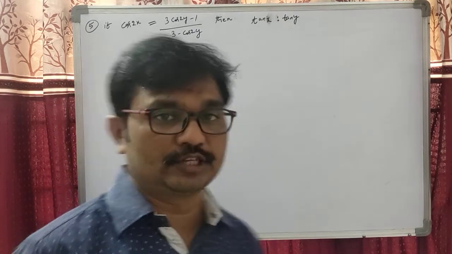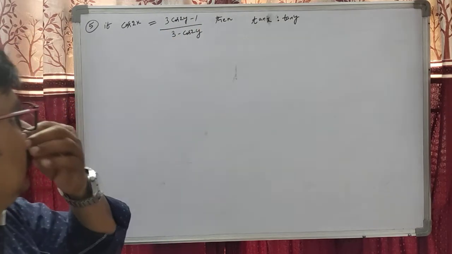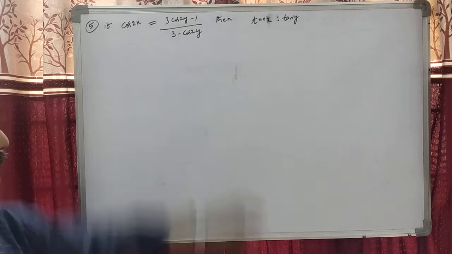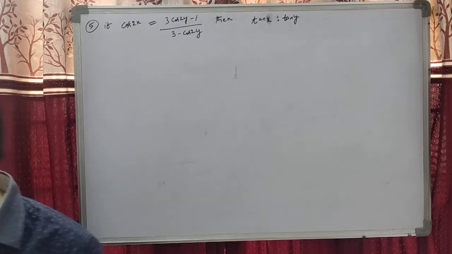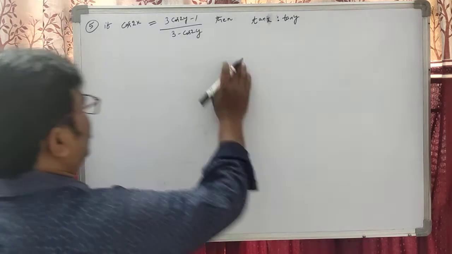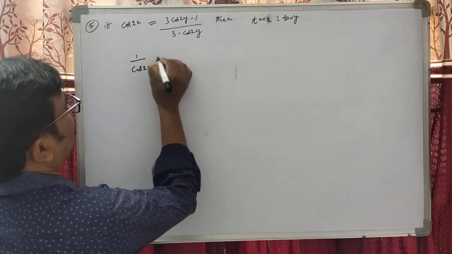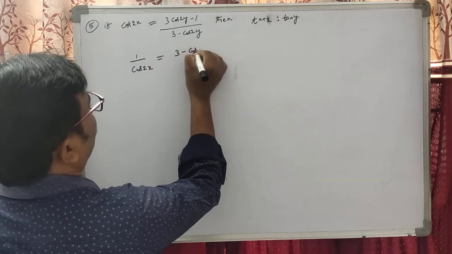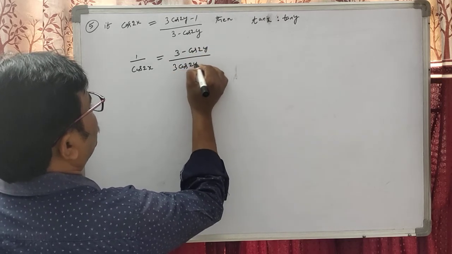Okay, students. Now the next one. If cos 2x is equal to 3 cos 2y minus 1 upon 3 minus cos 2y, then tan x is to tan y. Cos 2x is 3 cos 2y minus 1 upon 3 minus cos 2y. Okay, students. So, dear students, here also first you can take the reciprocal. 1 by cos 2x is 3 minus cos of 2y by 3 cos 2y minus 1.